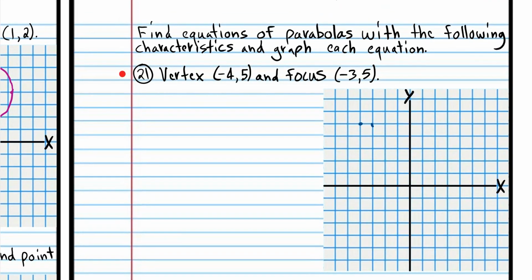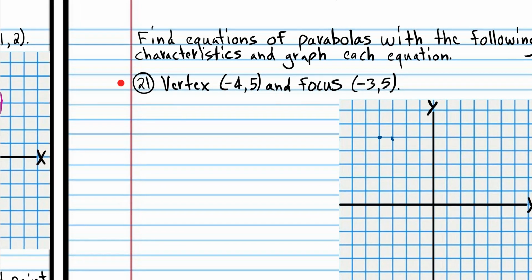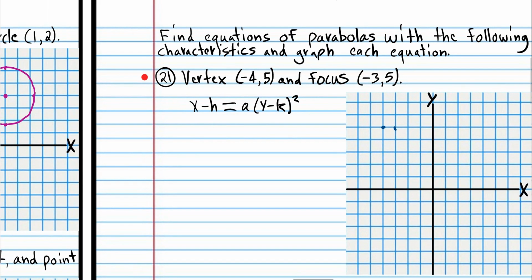So in order to help us graph this, we need to find the equation of the parabola. Because it's a parabola opening to the right, we know the parabola is going to be x minus h is equal to a times y minus k squared. The y minus k term is squared because the parabola is opening to the right. If it were opening to the left, it would also be y minus k squared. If it were opening down or up, the x minus h term would be squared.